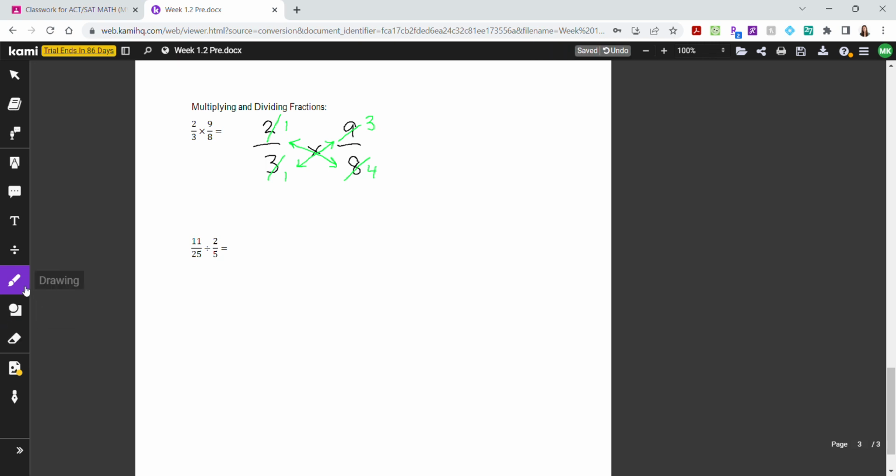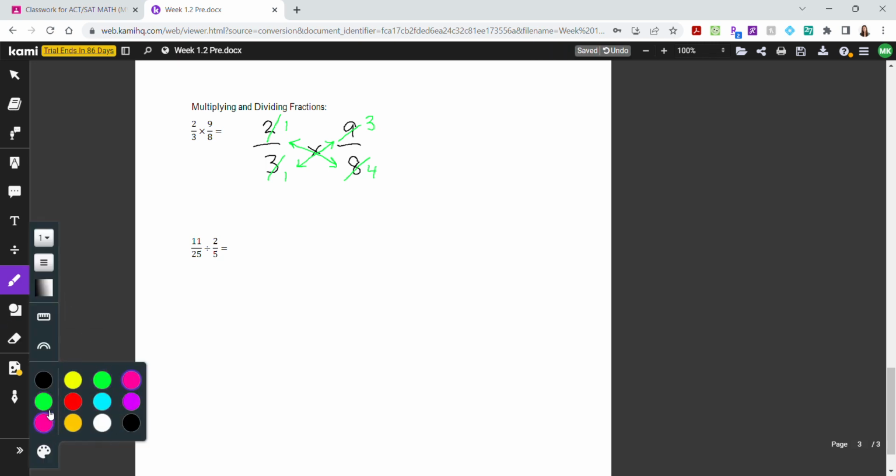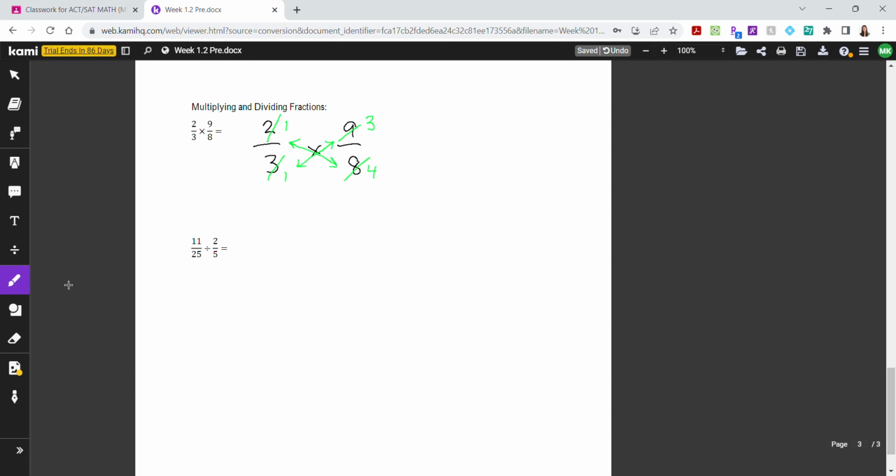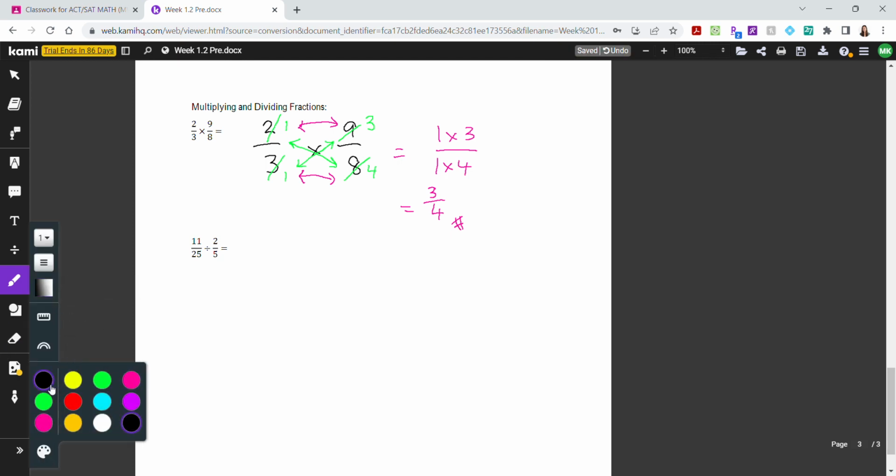Right, and now once we have simplified everything, we can multiply them with the number that's across. Right, so then that's going to give us 1 times 3 over 1 times 4, which would then finally give us 3 over 4, and that will be the answer. Does that make sense? If you have any questions about this, bring it to the deep dive lesson.